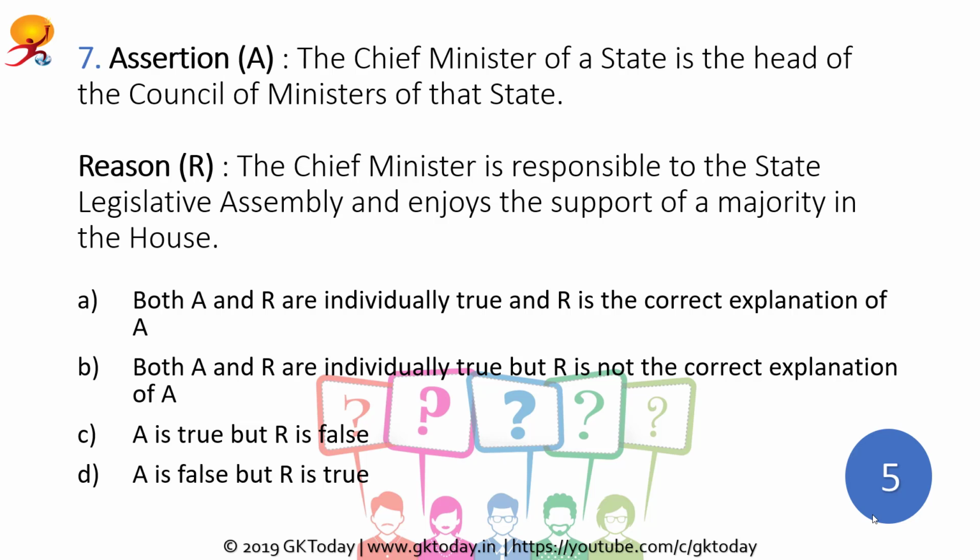Assertion is that the Chief Minister of a state is the head of the Council of Ministers of that state, and the reason is that the Chief Minister is responsible to the State Legislative Assembly and enjoys the support of a majority in the House. Your time starts now. Correct answer is both are true. The Chief Minister is responsible to the State Legislative Assembly and a representative leader of the Assembly, which is why he gets to head the Council of Ministers.